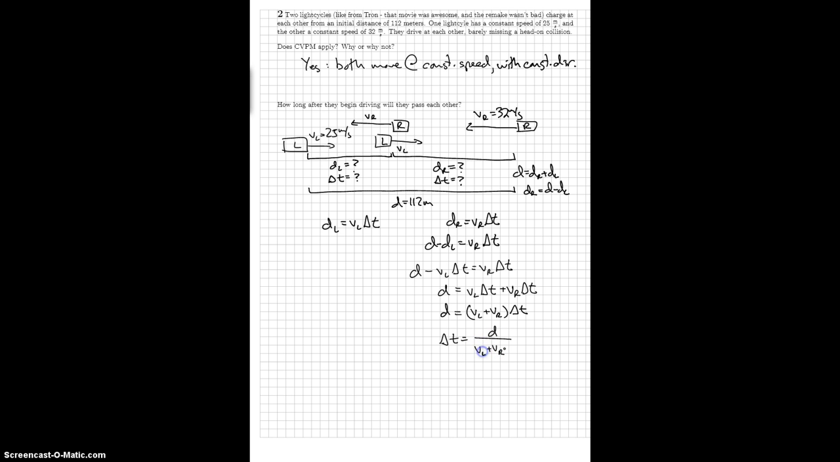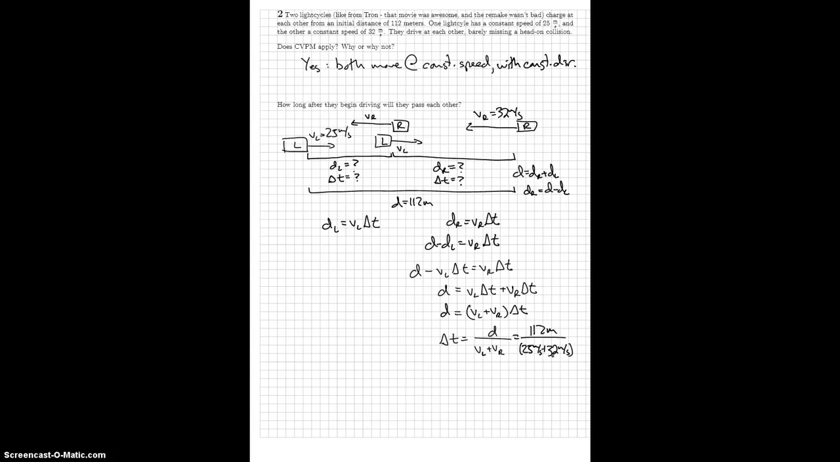I want to check my units here. As I plug in my numbers, 112 meters over, so one of them is 25 meters per second and the other is 32 meters per second. So the unit cancellation works. Meters divided by meters per second does indeed give me seconds.